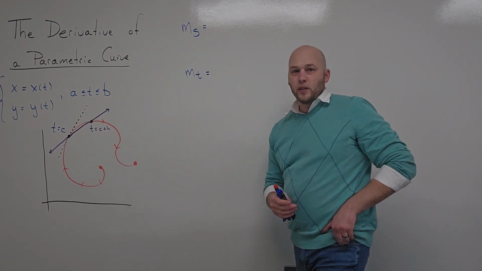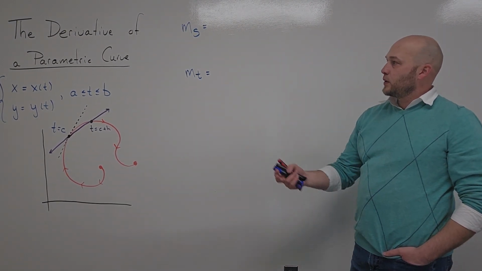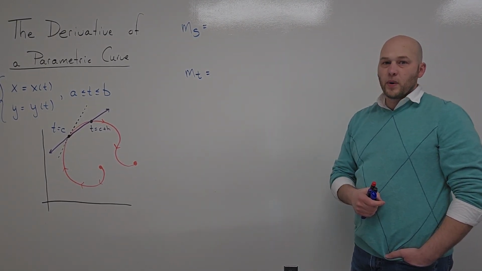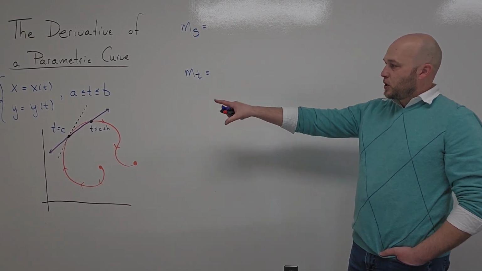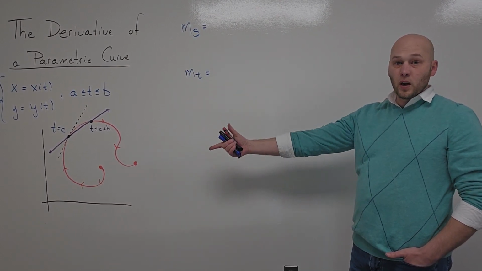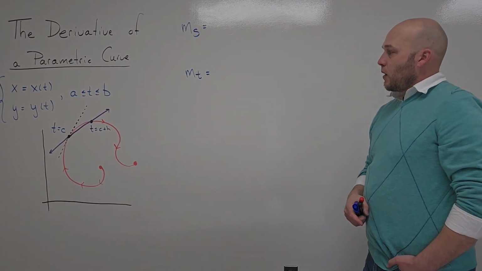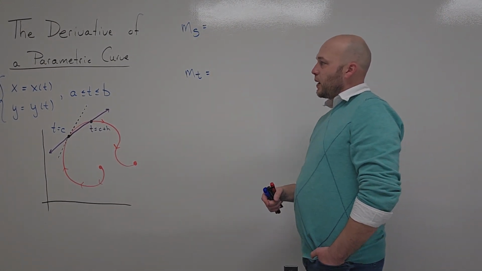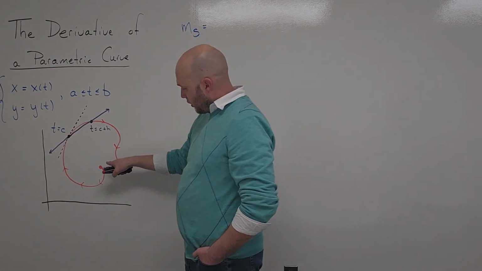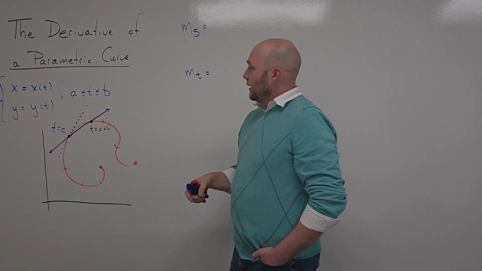Hi, I'm Professor Goins, and in this video I'm going to go over the derivative of a parametric curve. We'll start off with the geometric motivation for where the formula comes from, and then we'll do some examples of computing derivatives. Okay, so first and foremost, remember that a parametric curve is a curve in the two-dimensional plane.